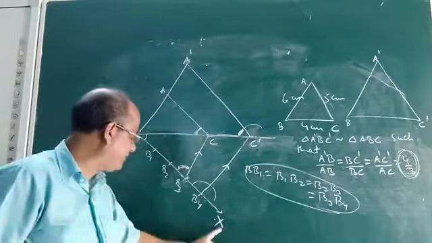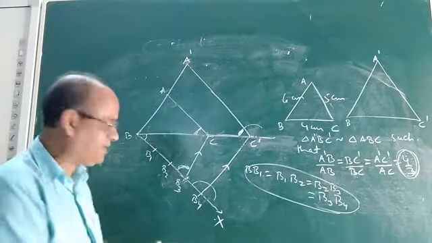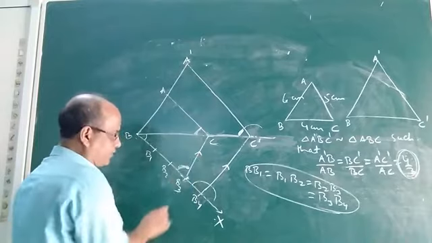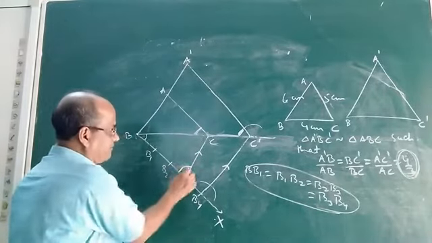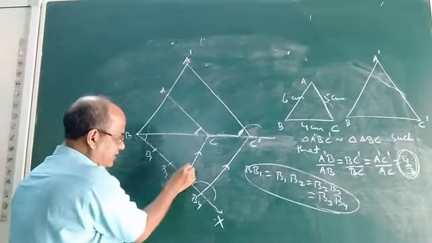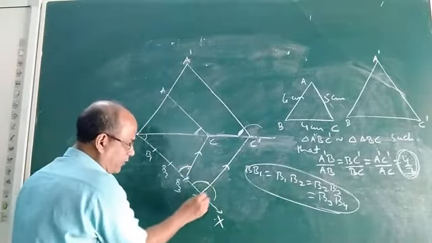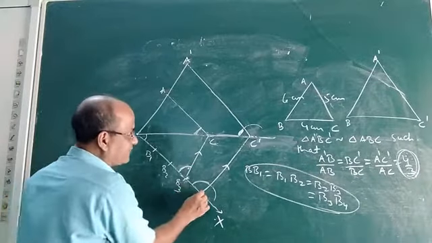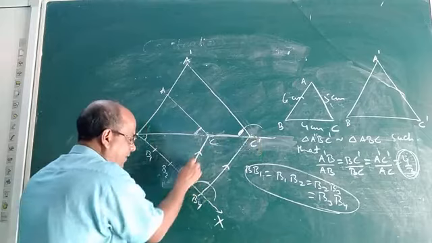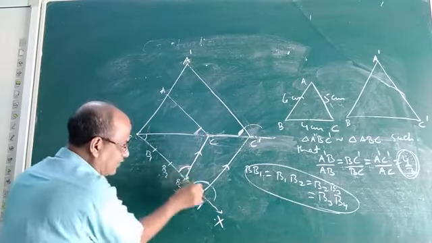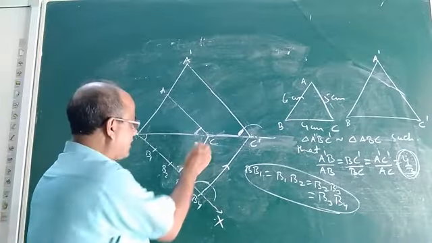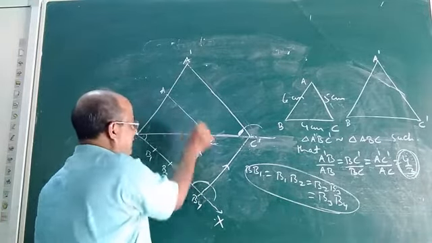So after dividing BX into 4 equal parts, what is the next step? The next step is join the vertex B3 to C. Okay, so you will get a line. Now you got an angle here. So this angle you shift at the fourth point, that is B4, such that the line B4C dash will be parallel to B3C, as these two angles are equal and they form a pair of what angles? Corresponding angles.